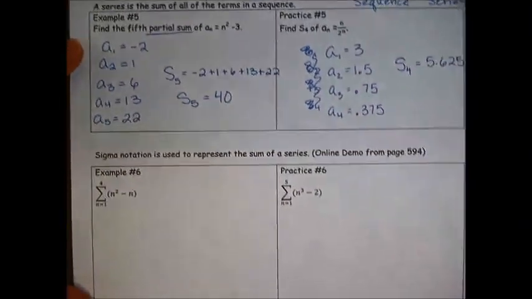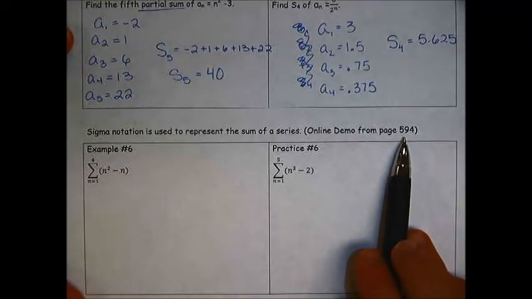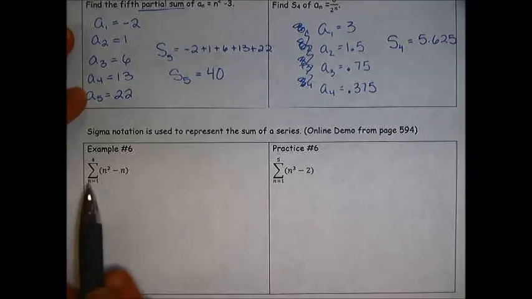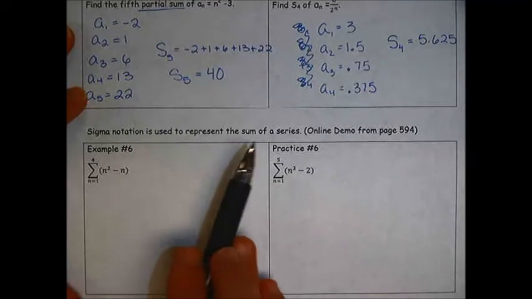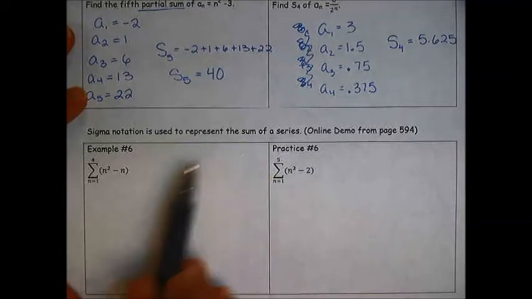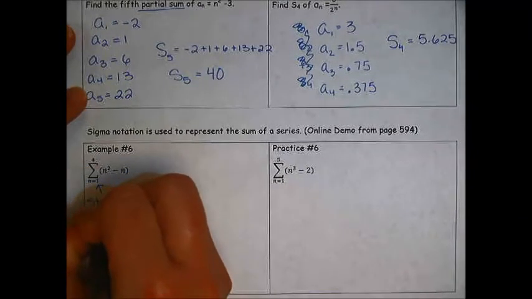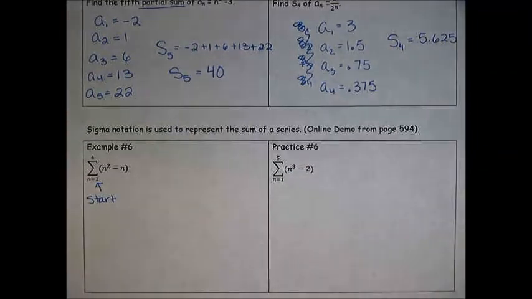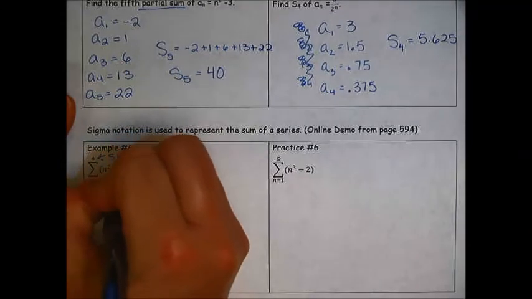This next demo, if you want to watch this online in your textbook, you can go to the online textbook, and on page 594 they do this exact problem. Uppercase sigma, the Greek letter sigma, is the same as sum, and it's used when you want to take the sum of a series. The number down here in this case is a 1. This is the starting place. If you use sigma notation, you don't always have to start at 1. And the number that's on top is when you stop.